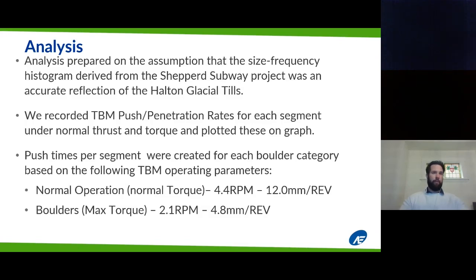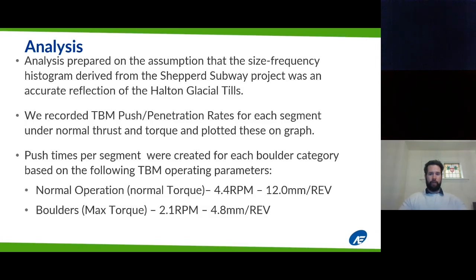And these operating parameters were a shop drawing submittal requirement that we required at the time of tender. So under normal operation, which would equate to normal torque of the tunnel boring machine, the contractor had noted prior to doing any tunneling that they would be operating at 4.4 revolutions per minute and an advance rate of 12 mil per revolution. So we had baseline schedules to check this against, and we had TBM information to check this against. So we did set this as our baseline.